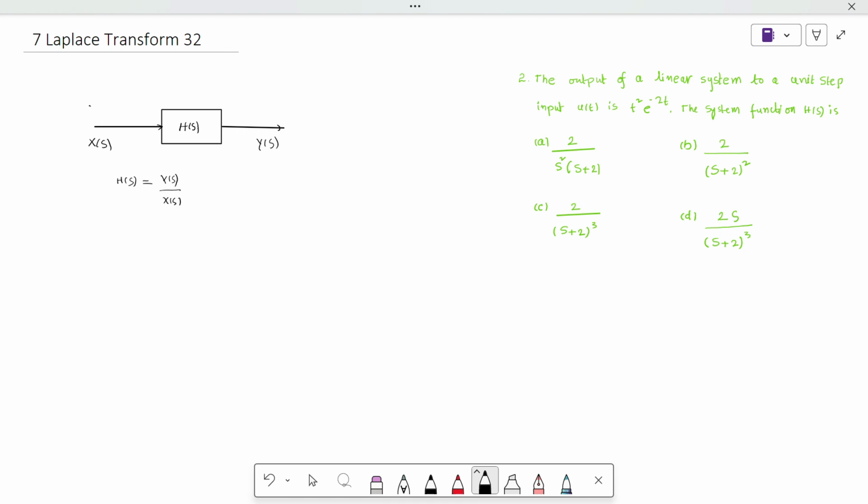So here unit step is given. So x of t equals u of t, and y of t is given. So y of t equals t square into e power minus 2t. So first x of s, that equals 1 by s. Then next y of t, that equals t square into e power minus 2t.